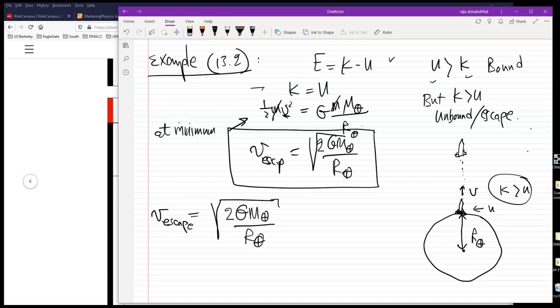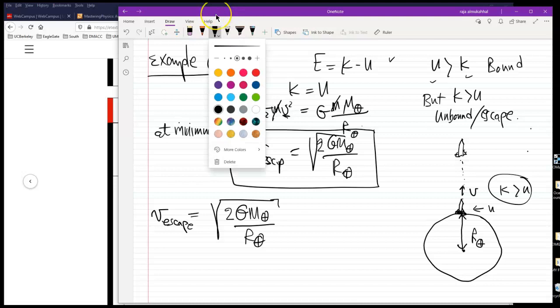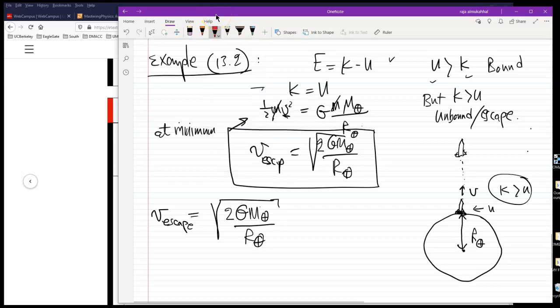And look at that, I have all the numbers. I know the mass of the Earth, I know G, and I know the radius of the Earth. When you plug in those numbers in there, it will turn out to be 11.2 kilometers per second, which is around 8 miles per second.